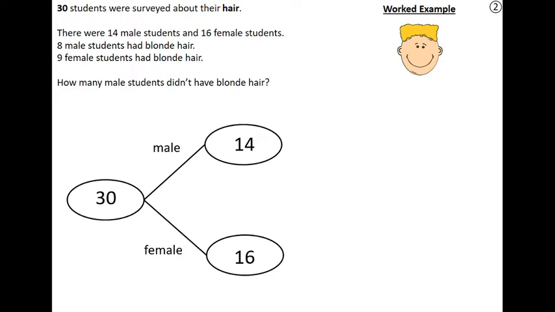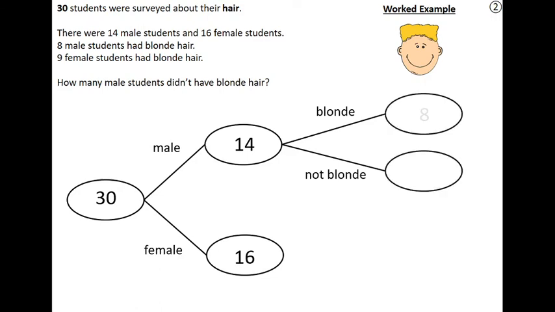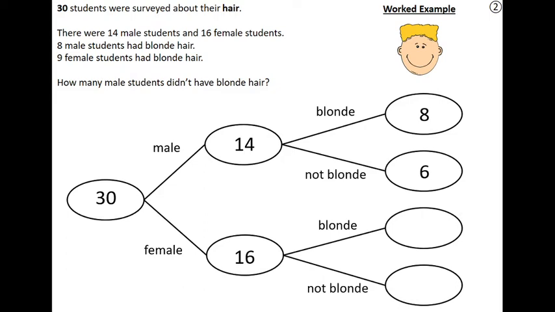Now we're going to do the separation to blonde hair and not blonde hair. So how many male students had blonde hair? Well, from the question, that's 8. So how many didn't have blonde hair? So let's give you a second to think about that. Well, that's got to be 6, because you can see 8, you've got to make 14. It's got to be 6 in that box there. And then in the female box, blonde and not blonde, it says 9 have blonde hair. Again, we've got to make this to be 16. So it's got to be 7 in the bottom box. So notice all you're doing is making these branches add up to the number that it is before.